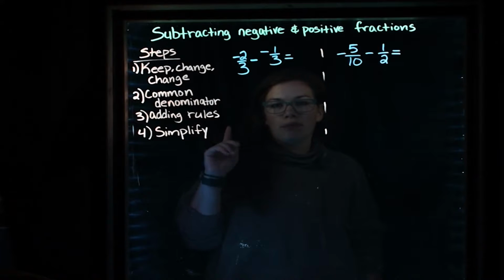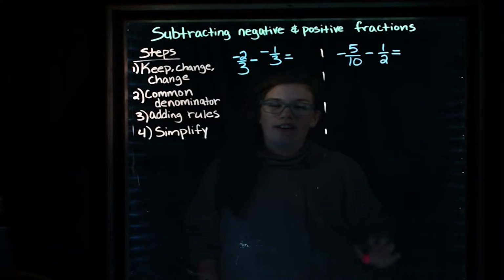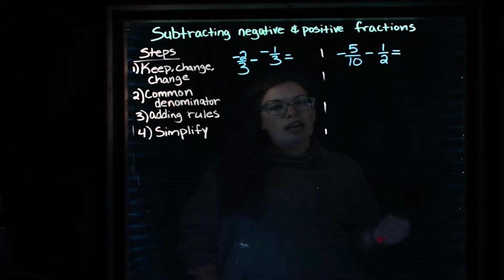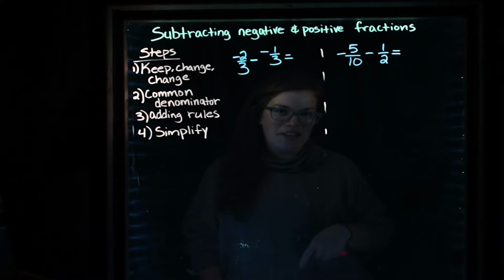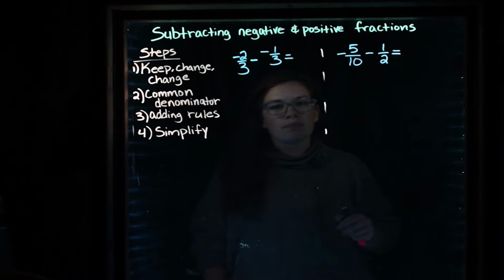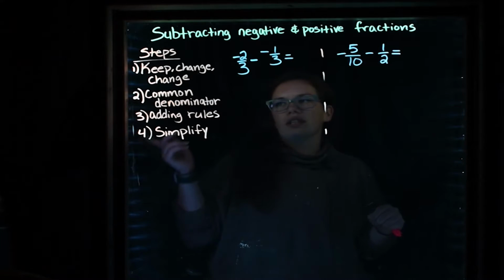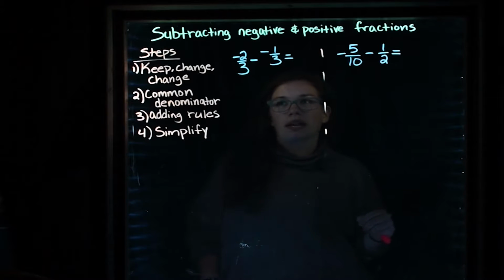First step, keep, change. If you need a refresher, I'll go ahead and link that video for you. Second step, find a common denominator if you don't have one already. Third step, you're going to use your adding rules. I'll go ahead and link that video too, just in case you need a refresher on that. Step 4 is to simplify if needed. You might not always need to. Let's go ahead and use these rules to check these problems out.